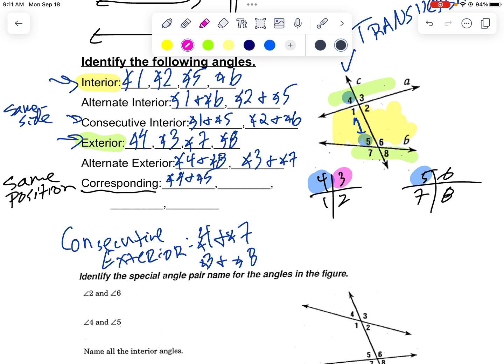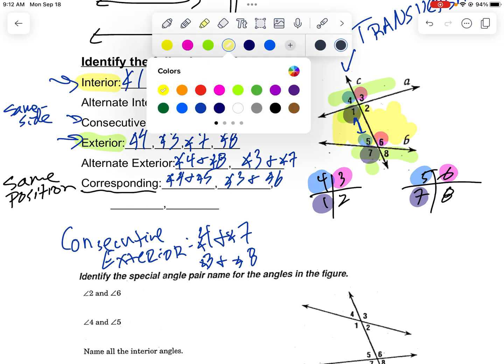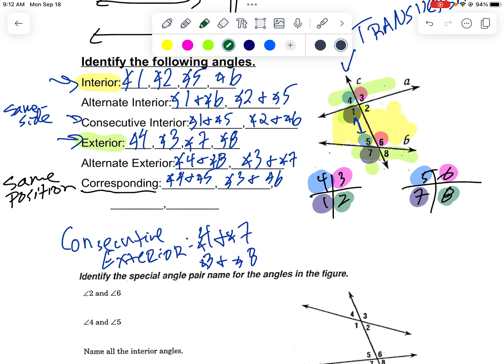What angle matches up with 3? Angle 6 does. What angle matches up with angle 1? No buckets, let's use that. Angle 7. Then lastly, another yellow, no. Angle 2 goes with angle 8. So angle 1 and angle 7 and angle 2 and angle 8 match.